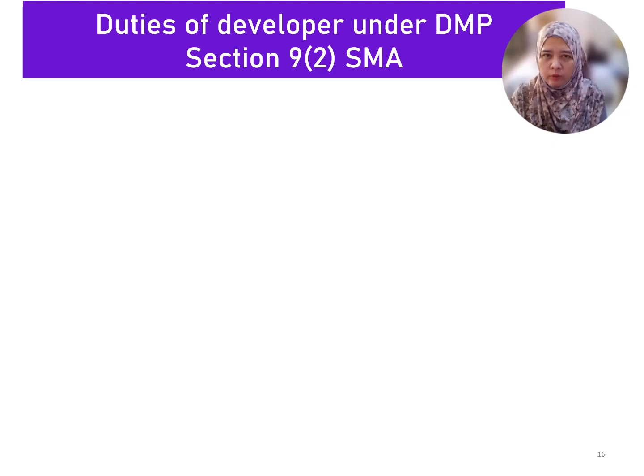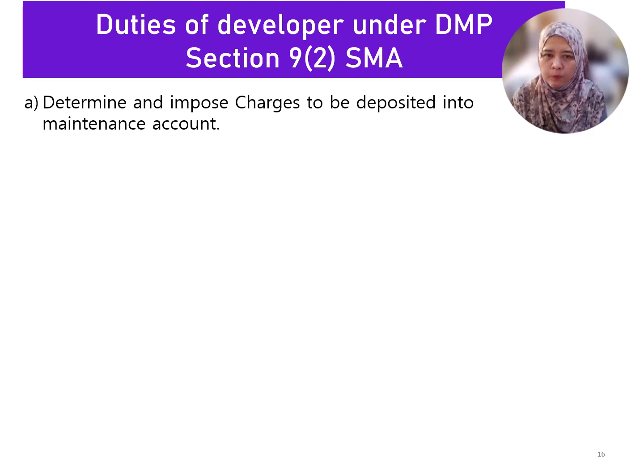So what are the duties of the developer under the Developers Management Period, DMP? Again, DMP is when the next management body ialah the JMB. Yeah? Tak berjaya dapat 25% tu. So the duties of developer under DMP are outlined under section 9 sub 2 SMA. So the first one is to determine and impose charges to be deposited into maintenance account. So itu first of all, mesti ada duit untuk buat M&M, untuk proper maintenance and management. So first of all, must determine the amount and then impose.